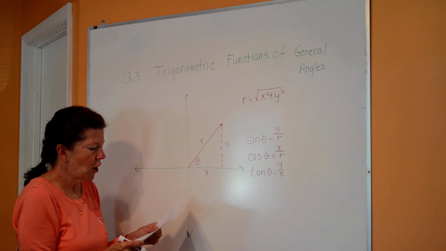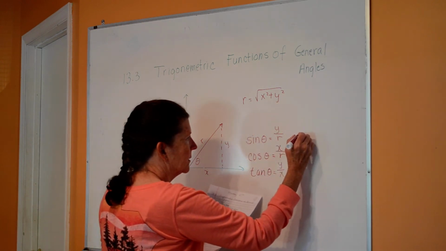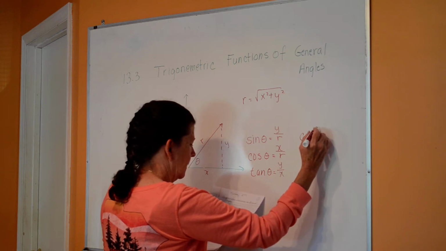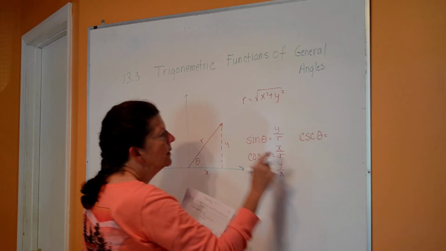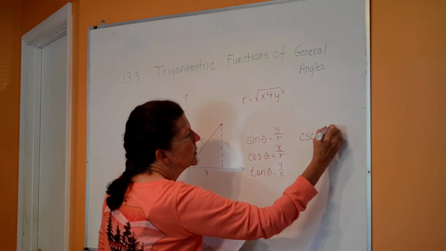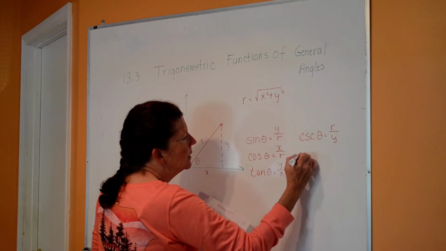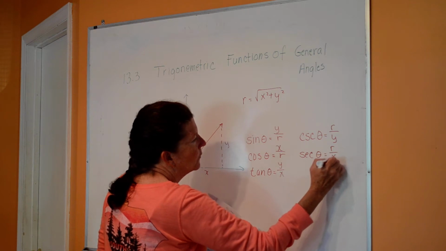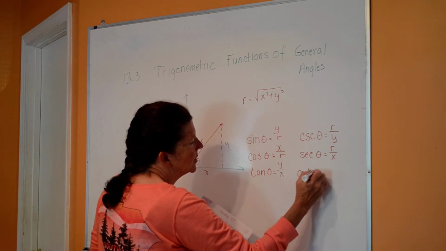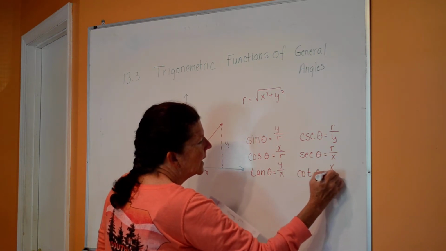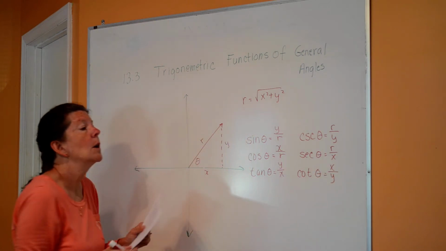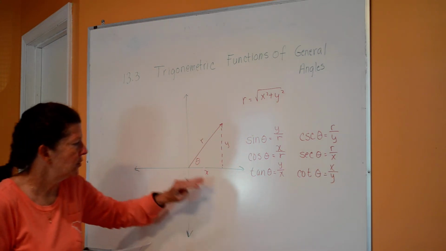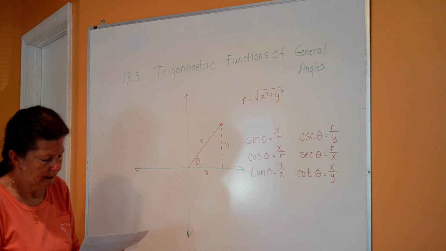Then I'm going to move on to cosecant. The cosecant of theta, remember, is the inverse of that, so it's r over y. The secant of theta is r over x, and the cotangent of theta is x over y. So that is our trig functions on a coordinate plane.